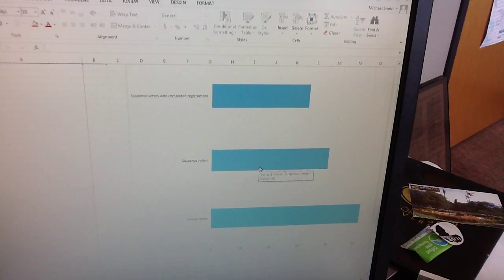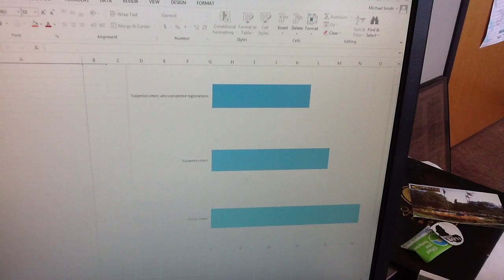Among suspense voters, it drops quite a bit. See this drop in the bars? It's only 38. And the interesting thing here is that the big drop is down to 30 years old. That's the average age of suspense voters who complete their voting registration. So clearly, a lot of the suspense voters who in fact complete their registrations tend to be quite a bit younger. And as you'll see in another graphic I'll show you shortly, it appears that many of them are college students.